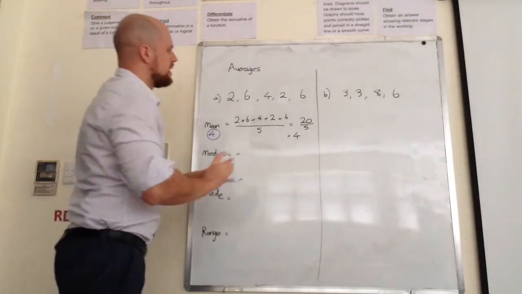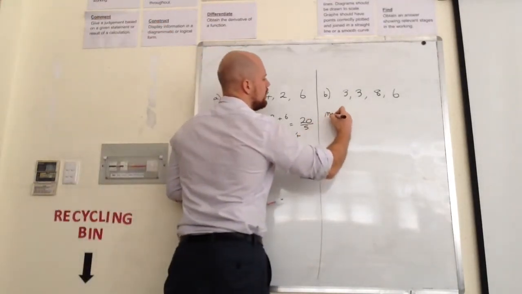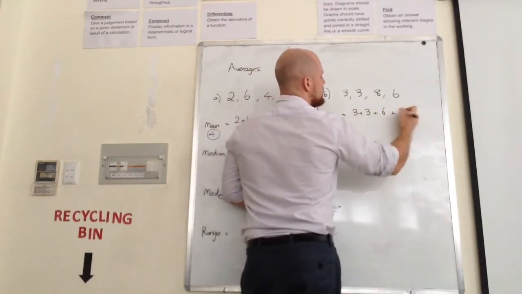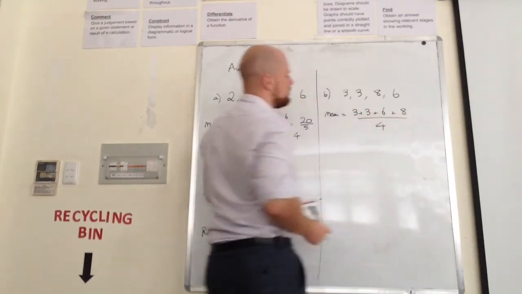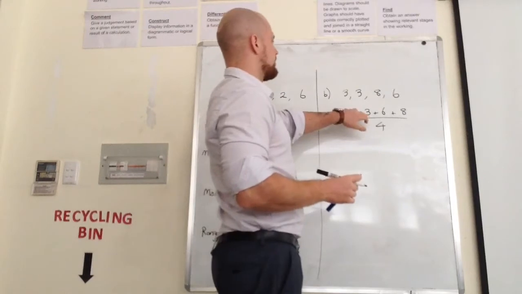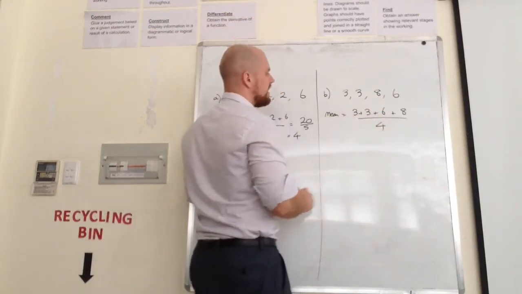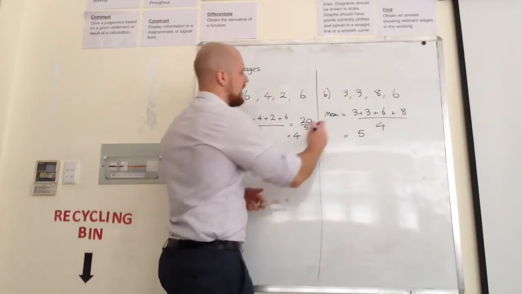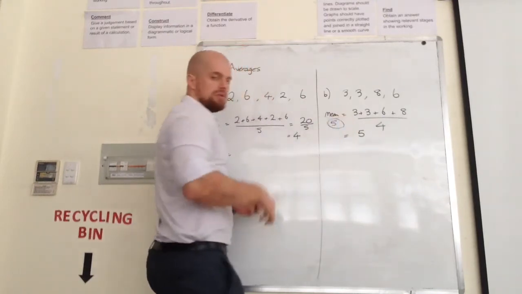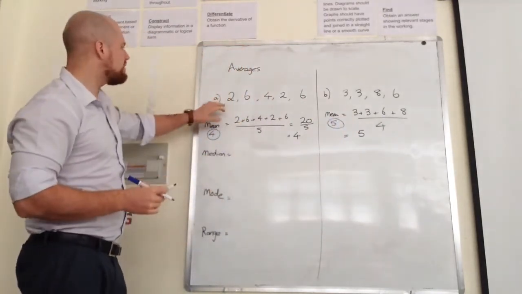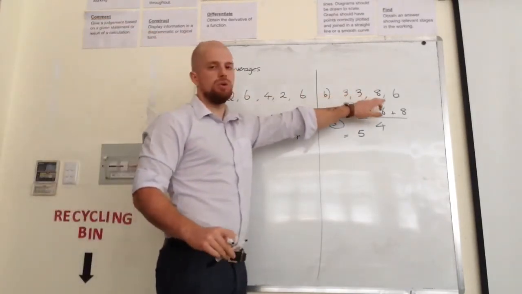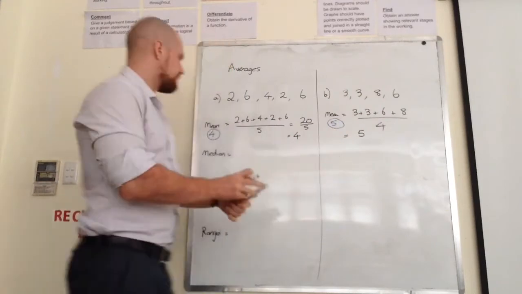Here, we'll do the same thing. 3, 3, 6, add 8, divide by 4. So 3 add 3 is 6, add 6 is 12, add 8 is 20, divided by 4 is 5. So the mean in this case is 5. It's one way to average the data. On average, this data is 4, and on average, these 4 data points are 5.